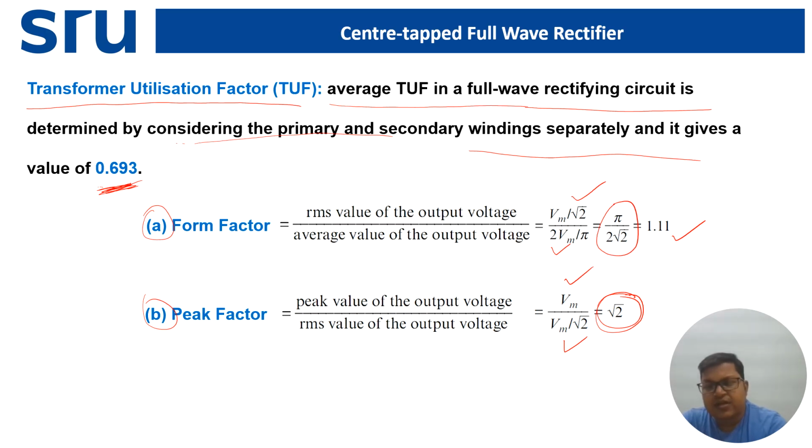Okay. Another thing is ripple factor. While the ripple factor of the half wave rectifier was 121%, for the case of full wave rectifier, it becomes 48.2%. So you can easily see that it has been reduced more than half of the half wave rectifier value. Okay, so this is also another advantage, right?